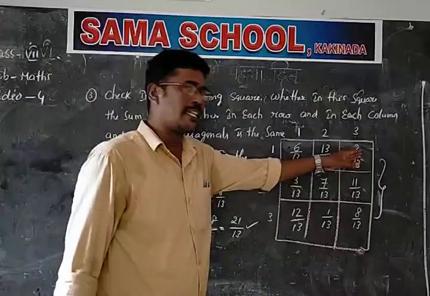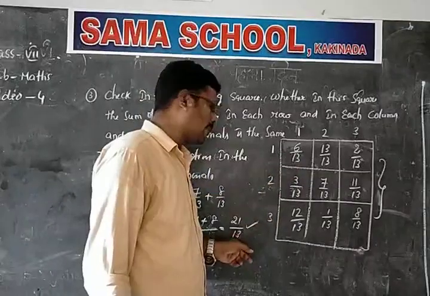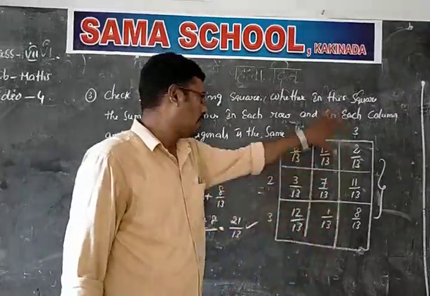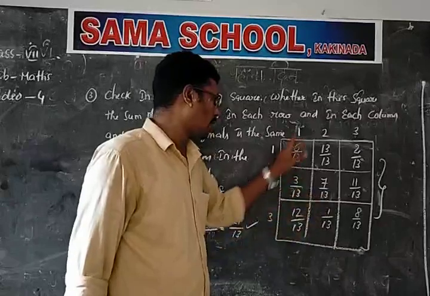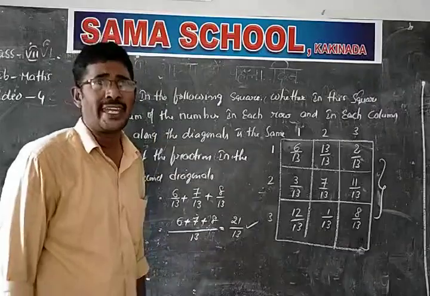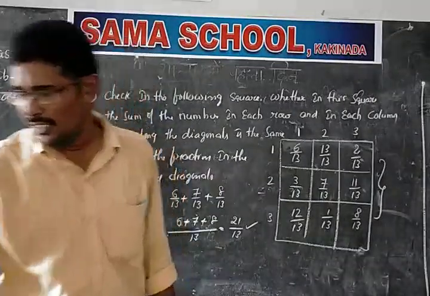The first diagonal answer is 21 by 13. The second diagonal is also 21 by 13. All our answers are equal. All three rows, columns and diagonals are equal to 21 by 13. We get the result 21 by 13.